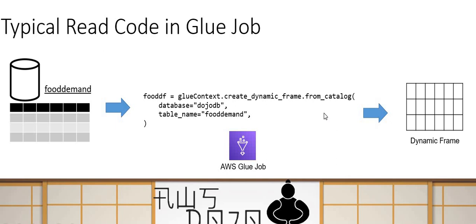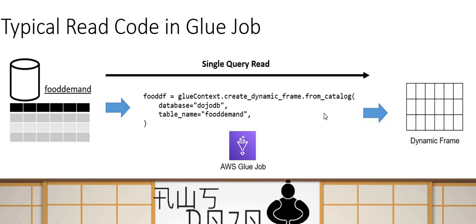But the challenge with this code is that it is a single query read, meaning it is going to read through one query. That is the problem we are trying to fix. That is very fine when you are working with small tables, but if your table has a large amount of data and you want to optimize your read performance, then it makes sense not to use a single query read, but to go for multiple parallel query reads. So first, let's see whether we have potential for parallel reads or not.